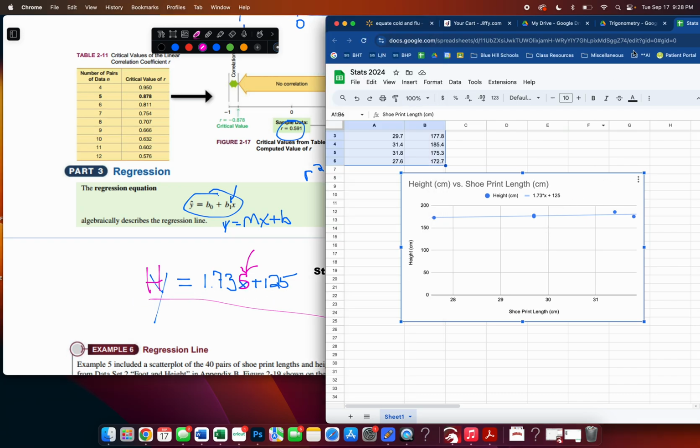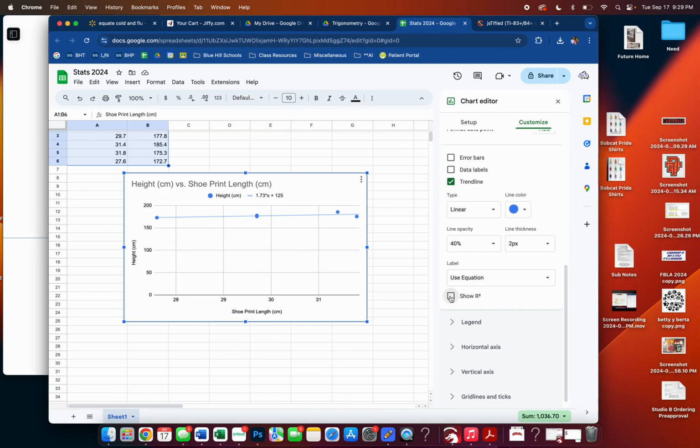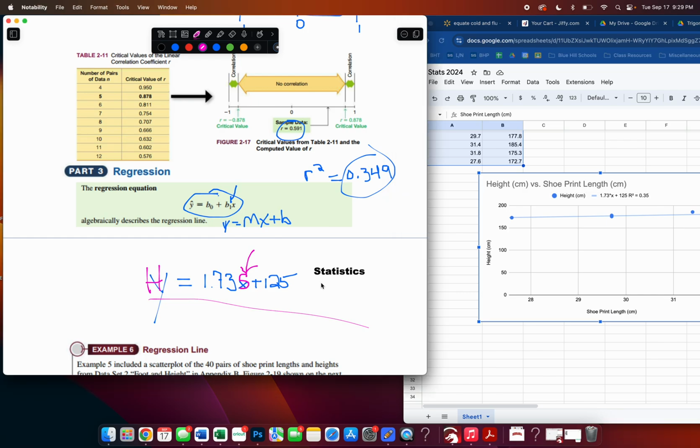Now, if I go back over here and go to Show R squared, it will show me, right next to that equation, what the r squared value is, which is 0.35. Guess what? That's exactly what they said over here, 0.349. That's exactly what it was. Now, let's say I have my r squared, but I don't have an r. They're giving me that r squared is 0.35, but they don't tell me what r is, right?